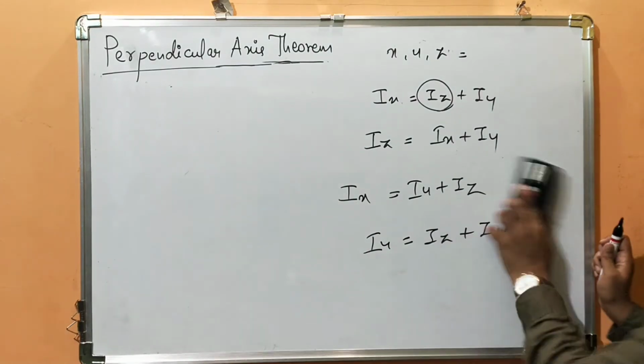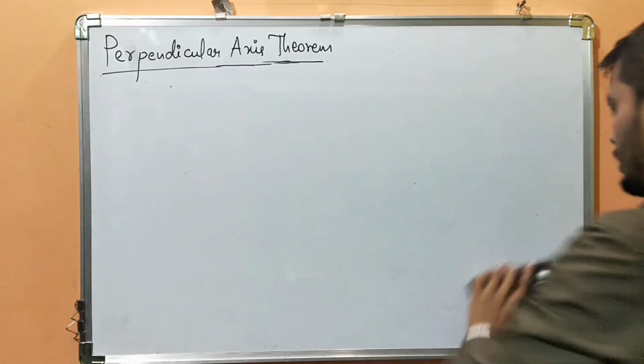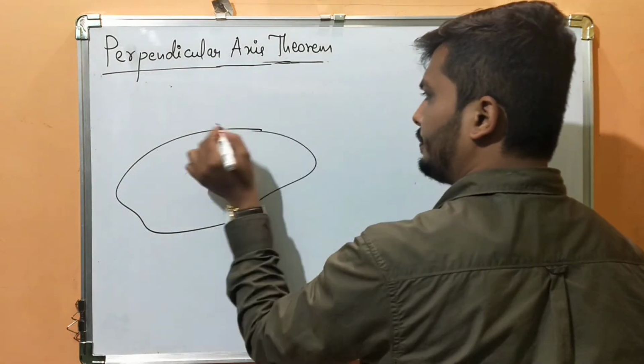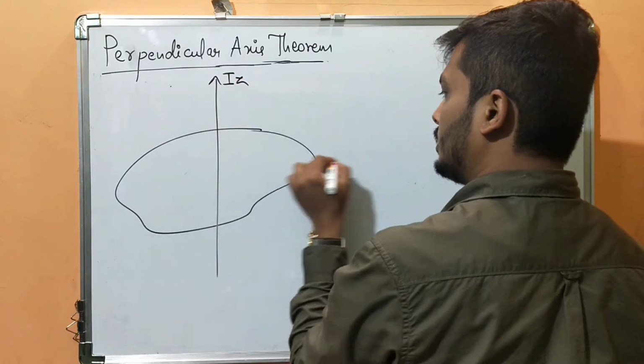Got it? Okay. So now let us understand how that came. Quickly we'll recall the things. Again, remember the same diagram. So this is my Iz.